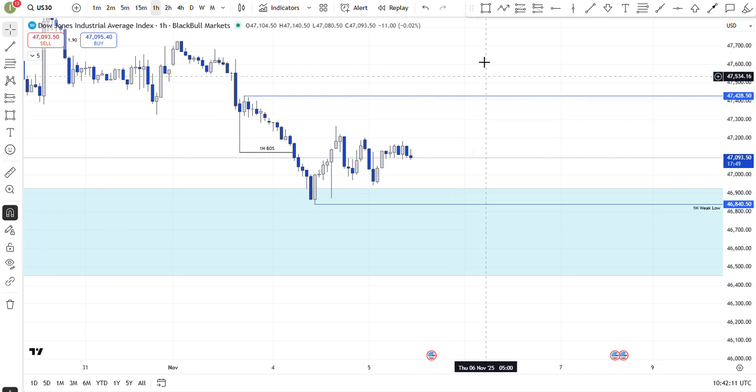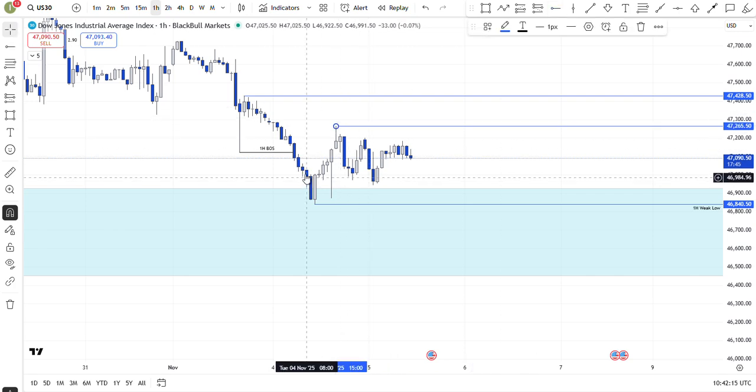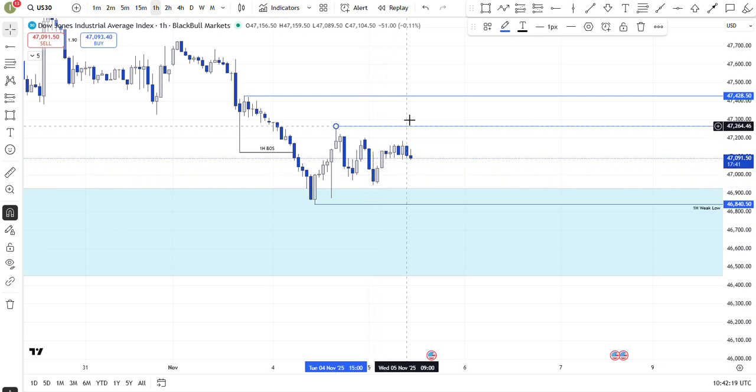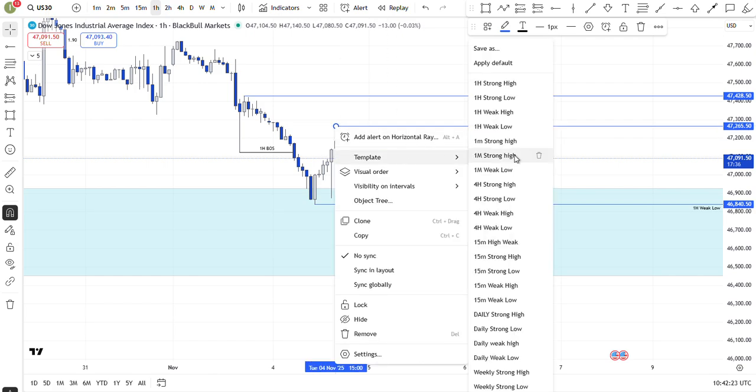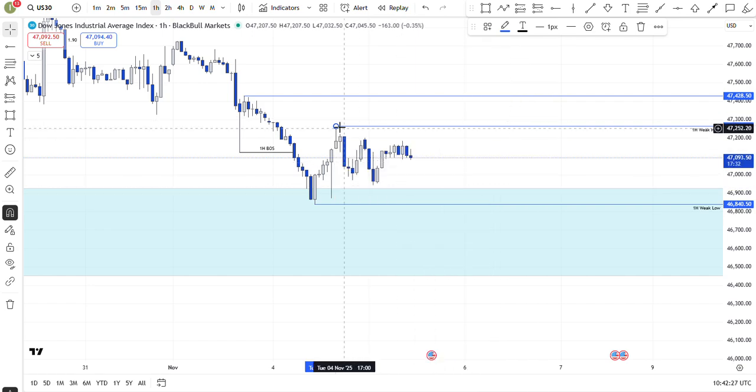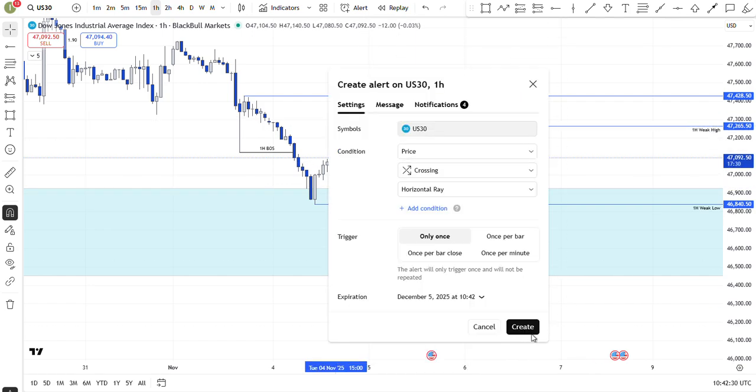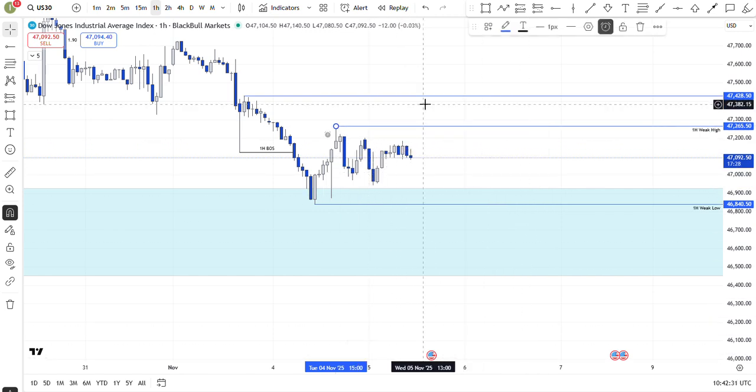Well, let's say in this case, does this high get broken? Does it create a break of structure by the high being created, failing to make a lower low, and then eventually coming up, breaking and closing above this high on a 1 hour? So let's say that's a 1 hour weak high, and I will put an alert on that just to see what happens when it breaks.